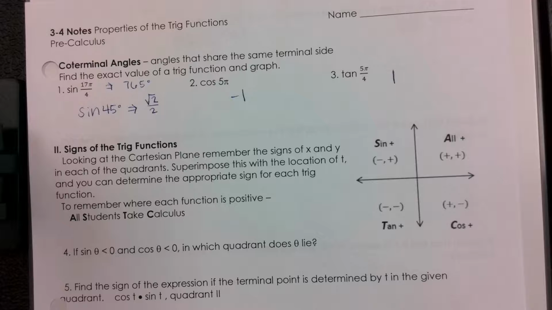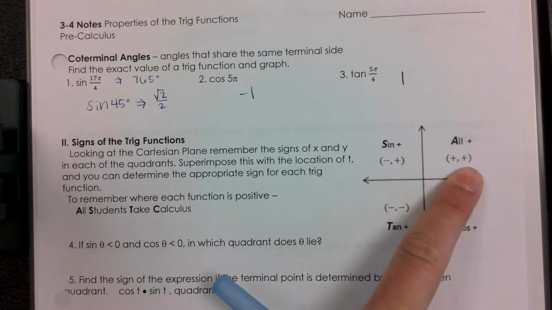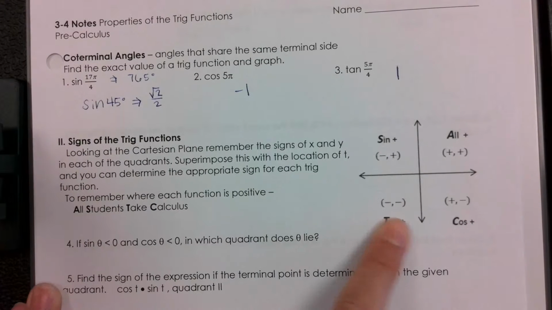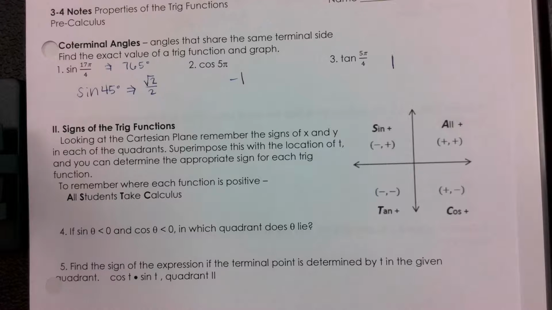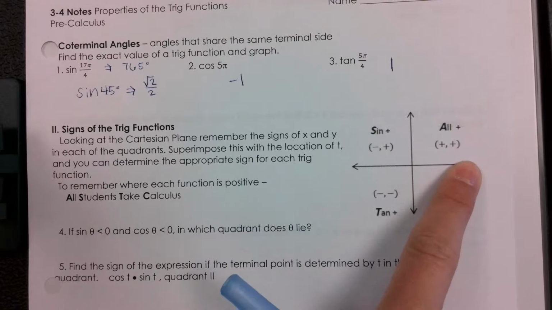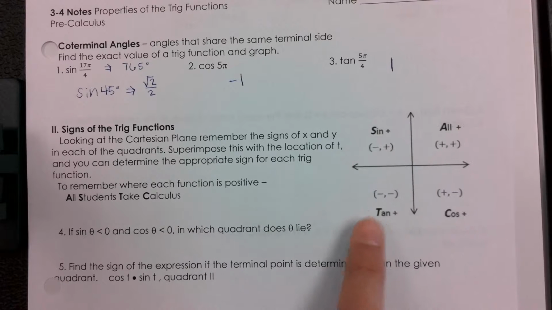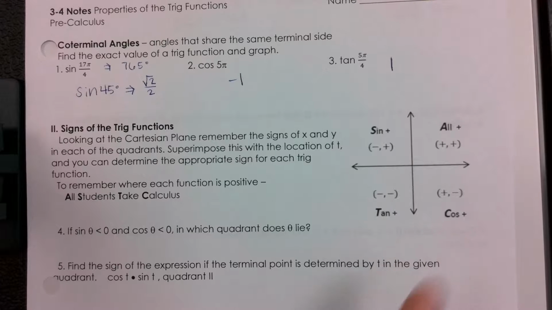Wonderful. All right, so if we're talking about the signs of the trig functions, you can look at our Cartesian plane. So we know that quadrant 1 is plus plus, quadrant 2 is minus plus, quadrant 3 is minus minus, and then quadrant 4 is plus minus. So we have a little mnemonic device to help you remember what's positive where. And that's All Students Take Calculus. All things are positive in quadrant 1. Sine is positive in quadrant 2. Tangent is positive in quadrant 3. And then cosine is positive in quadrant 4. So that's just to help you remember that. That's all that this is saying.